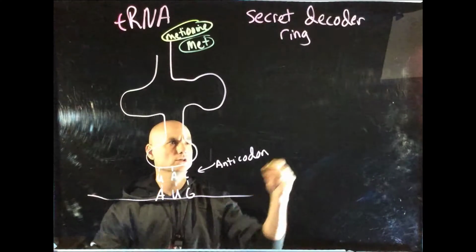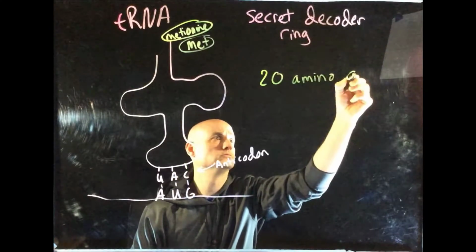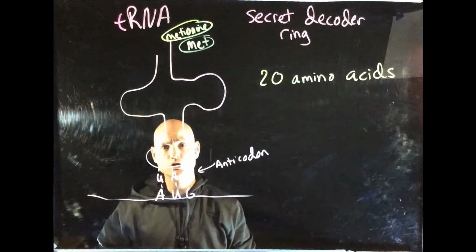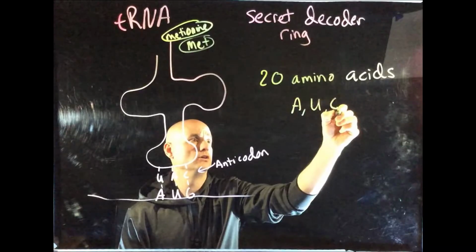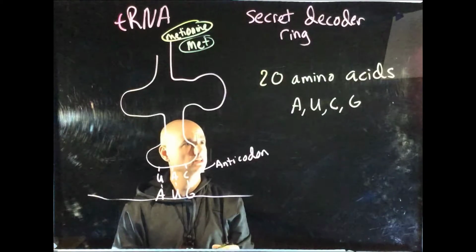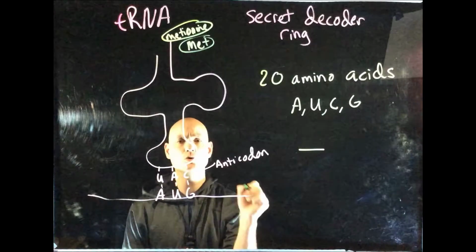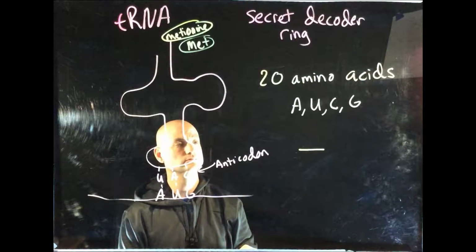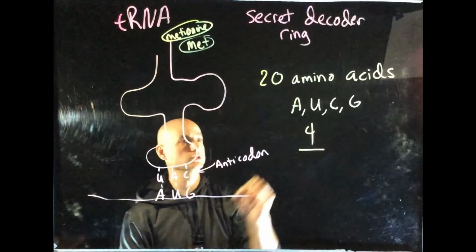Now, how many different amino acids are there? There are 20 amino acids. And so, if you had to come up with something with 20, and all you had was 4 choices, either A, U, C, or G, and you had to code for 20 different ones, how many letters? Well, if my codon was only 1 letter long, how many choices could I have? I could have 1, 2, 3, 4. I could have 4 choices.